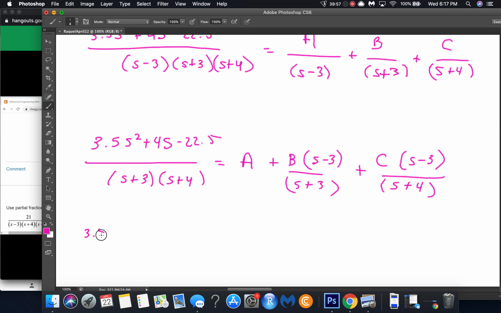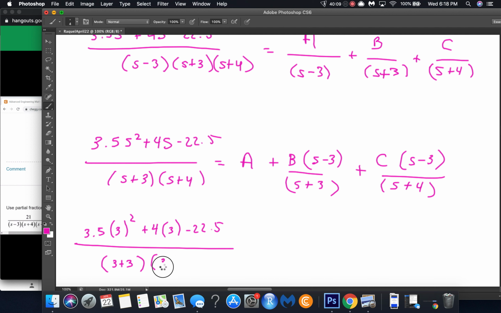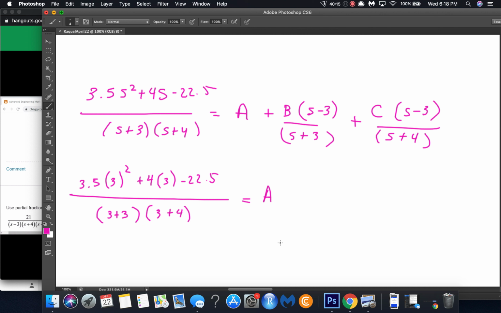It's going to be 3.5 times 3 squared. So when you put it on the other side, you're isolating one of the variables. Exactly. That's good. Because then you don't have an undefined equation. That's your a. But again, that only happens when you have linear factors.